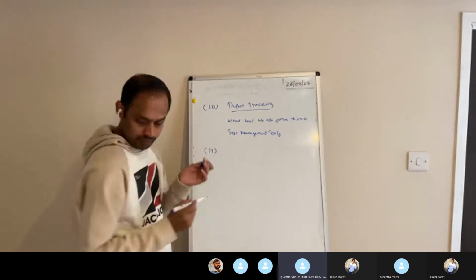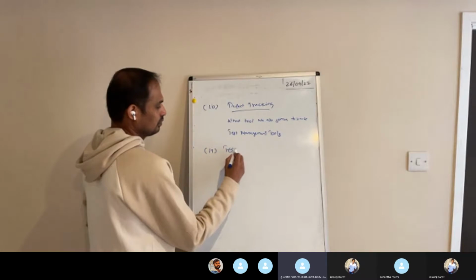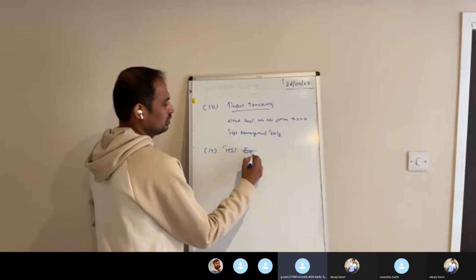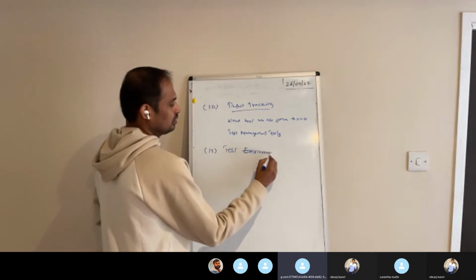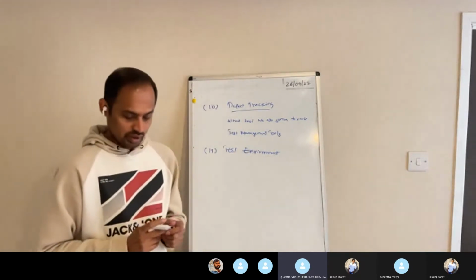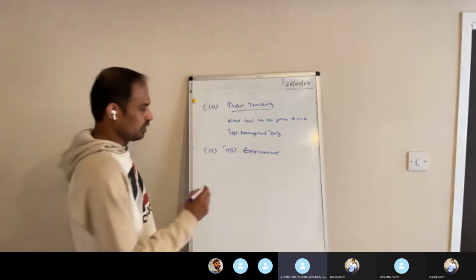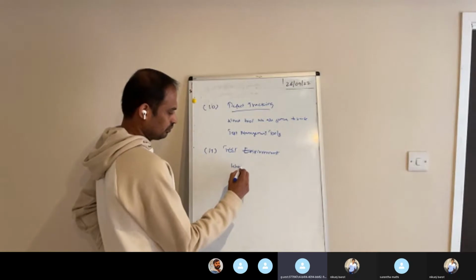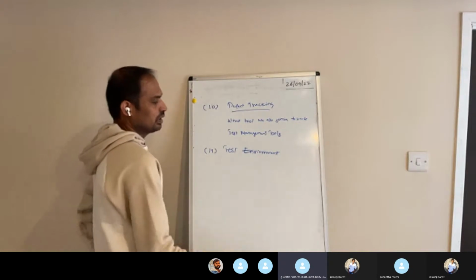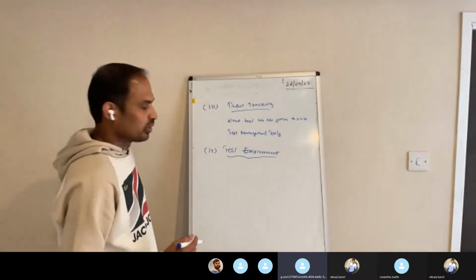next, the 11th one, test environment. What are the testing environments that we are going to have here? How many stages of test environments are we going to have? Suppose it is a web-based application. Here we are going to decide all the environments in which we are going to test it.